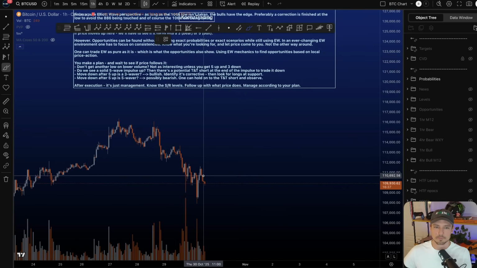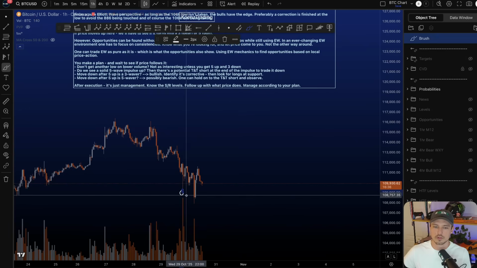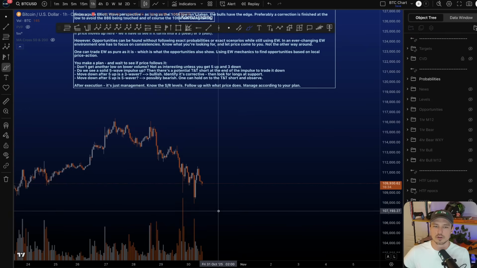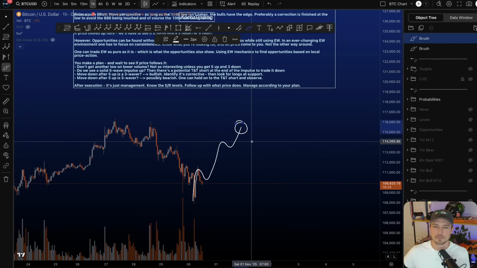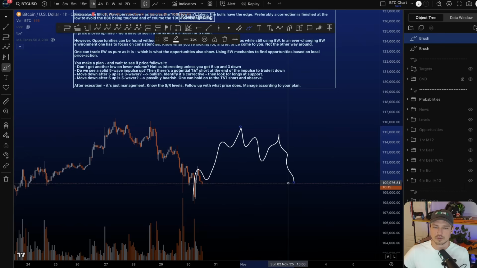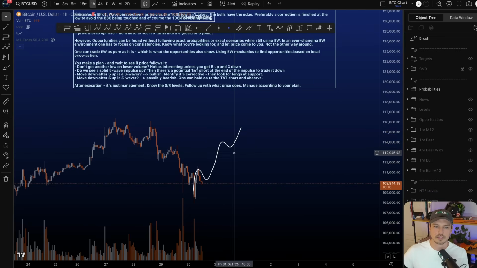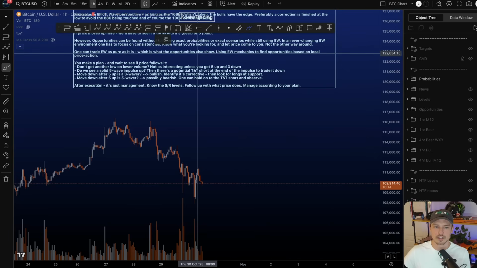So here locally, on high volume, a low, not very interesting. I like to see another low on lower volume, which I shared yesterday. Do we see a solid 5-wave impulse up? 1, 2, 3, 4, 5. Then there's a potential trend and turn short opportunity at the high to trade the impulse down and trade a corrective move to the downside, preferably corrective, of course, for the bulls, motive wave for the bears.